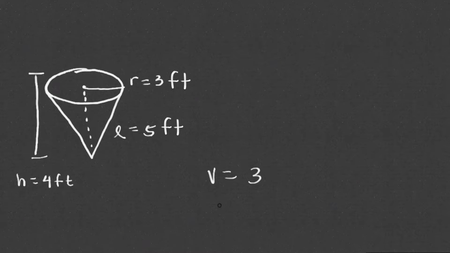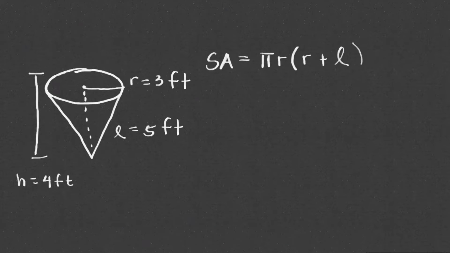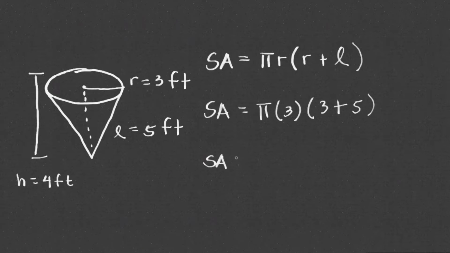This time, let's solve for the surface area. So SA is equal to pi r times r plus the slant height. Let us substitute the r and the slant height. Therefore, pi times 3 feet times 3 plus the slant height, which is 5 feet. Therefore, the surface area of the cone is equal to 75.4 square feet.